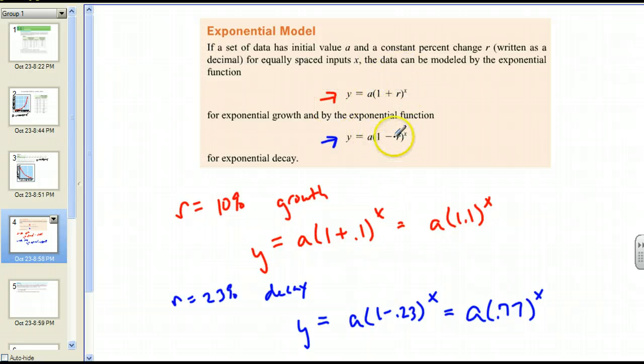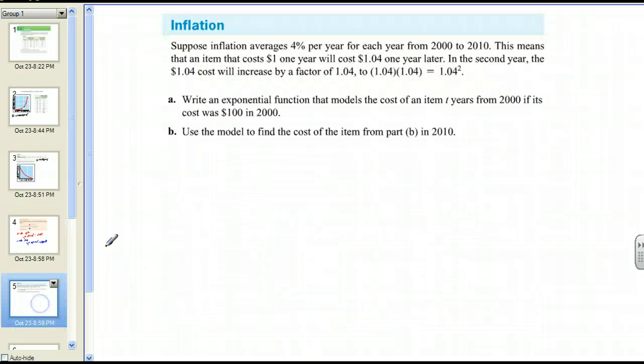We're not going to write them 1 plus or 1 minus unless it's something like compound interest. We actually do write it 1 plus, but in this case usually we do the subtraction if it's just a simple decimal that we add or subtract from 1. So for an example, suppose inflation averages 4% per year from 2000 to 2010. This means an item that costs $1 will cost $1.04 a year later, $1.04 squared 2 years later. So write an exponential function that models the cost of an item t years from 2000 if its cost was $100 in 2000.